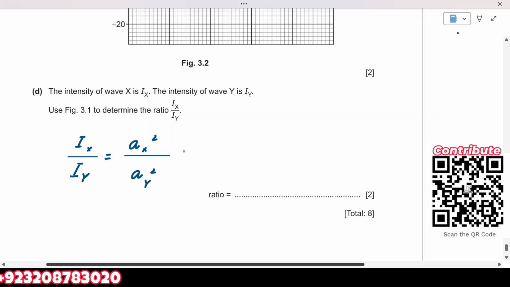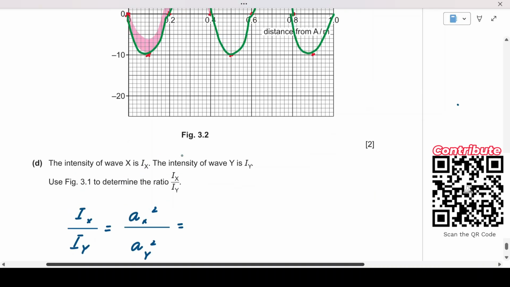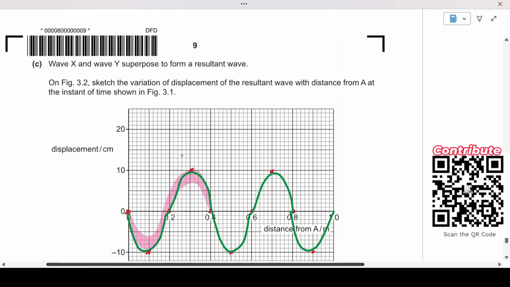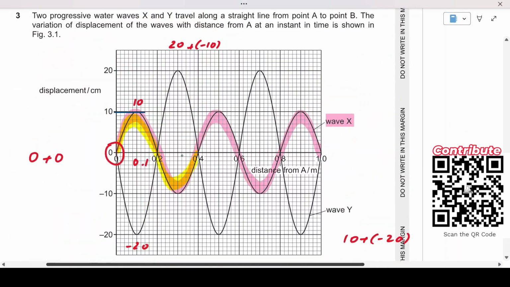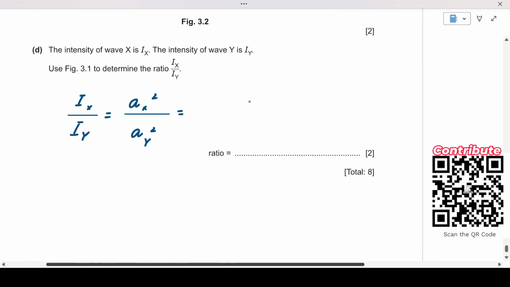Okay. Now I simply need to insert the value of Ax. So the amplitude of x was 10 and the other one was 20. So the first one would be the square of 10 divided by the square of 20. You simply write it on the calculator. 10 squared divided by 20 squared would be 100 divided by 400, which is 1 divided by 4, and we write in decimal 0.25.